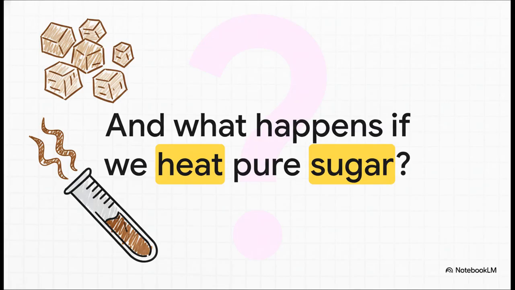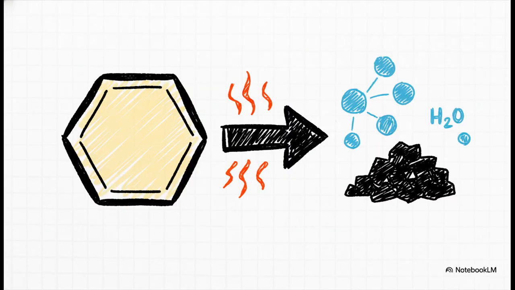All right, let's try another pure substance, sugar. It's just sugar. But what happens if we just heat it up in a test tube? So when you heat it, the sugar turns black and you can see little water droplets forming. It's breaking down, and it's breaking down into two completely different substances, a black solid, which is carbon, and water. See, we did it again. We broke a pure substance into simpler parts.